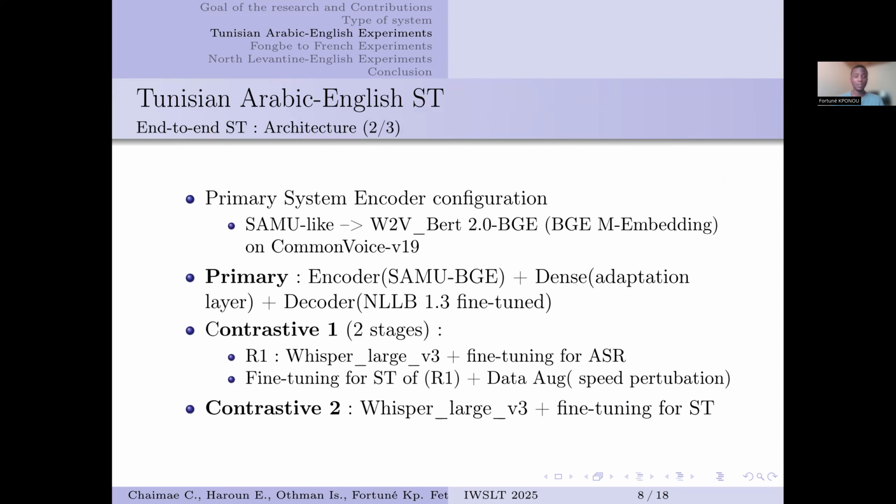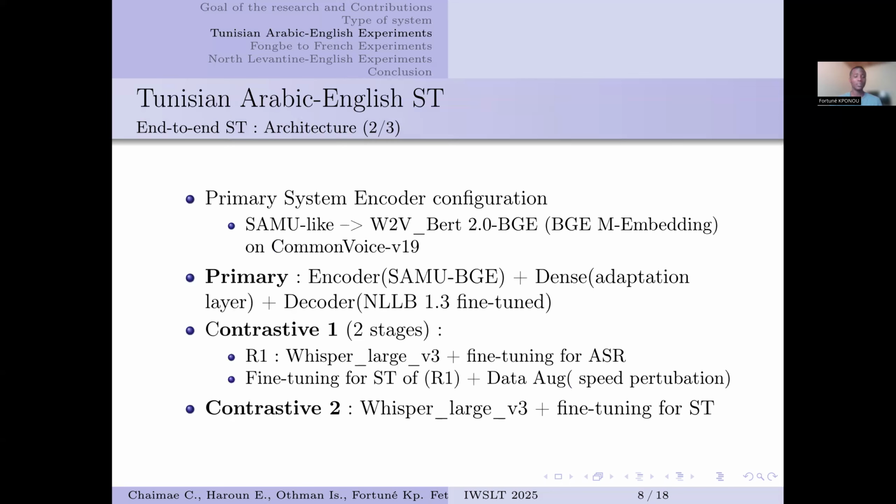For the primary system, we have SAMU-BGU as encoder and NLLB as decoder. The SAMU-BGU is our innovation, which is based on wav2vec BERT, used in place of the XLS-R module, and BGU that is used in place of the LaBSE. We fine-tune our SAMU-like model on the Common Voice V19 dataset, and we took that SAMU-BGU, which is used here as the encoder.